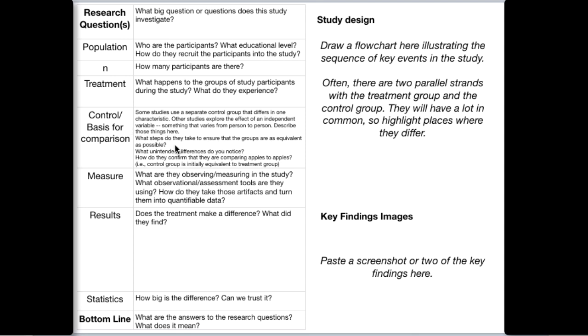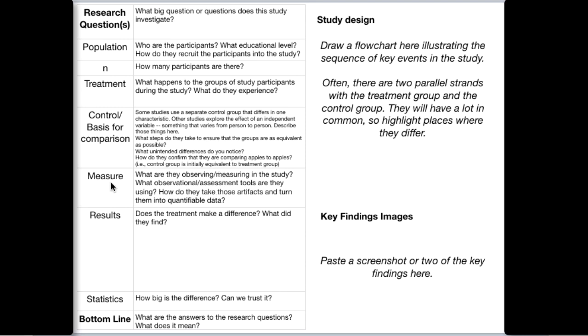And you're also thinking about the steps that they take to make sure that they're being as consistent as possible, that their groups are as equivalent as possible, and what unintended differences there might be that they don't talk about or that they do mention as limitations. And how do they confirm that they're really comparing apples to apples, that the control group is really equivalent to the treatment group?